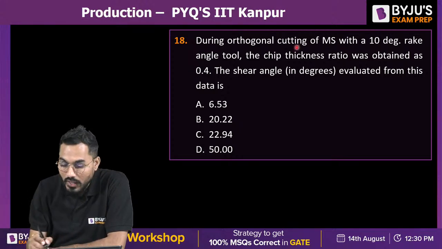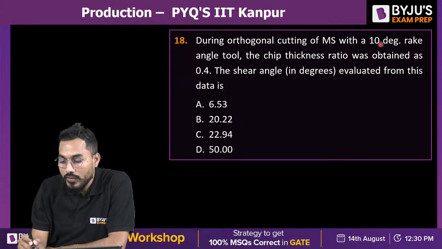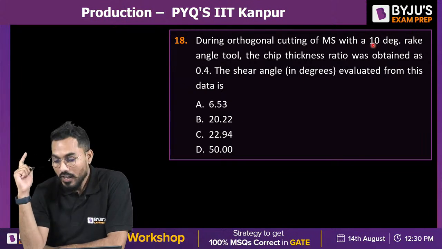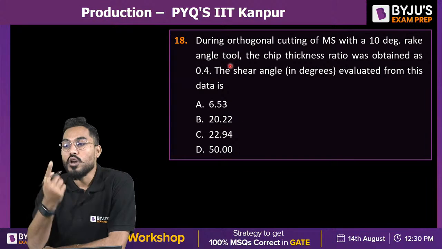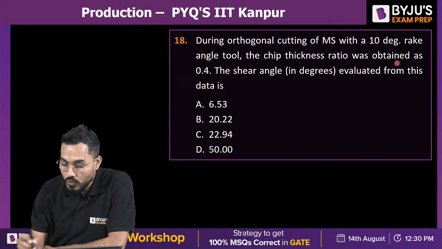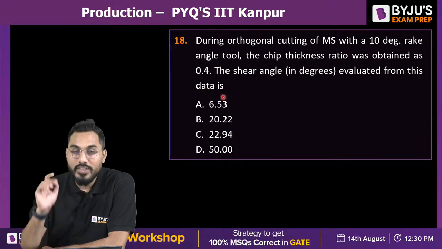And what was that question? During orthogonal cutting of mild steel with a 10 degree rake angle of the tool, that is orthogonal rake angle, the chip thickness ratio was obtained as 0.4. The shear angle in degrees evaluated from this data is.